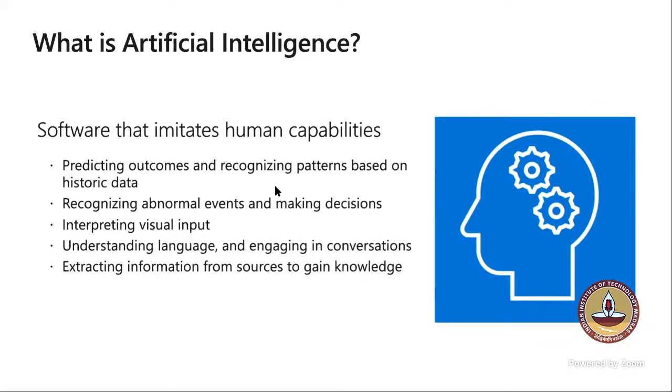Understanding language done by a machine is a very hard, complicated process. We'll go to the NLP slide later and see what is there. Extracting information from sources to gain knowledge: sources can be anything, an image source, text source, numerical data, or Boolean data. From that source, gaining something is machine learning, or artificial intelligence. So basically, the AI task is to gain knowledge out of the source. Source can be anything, right?